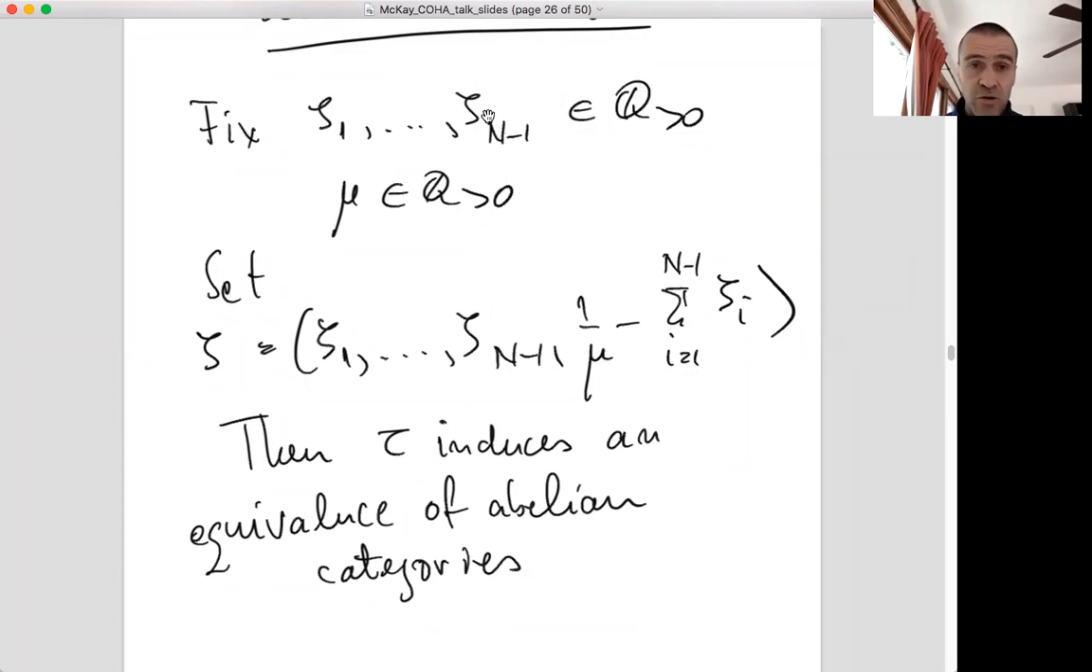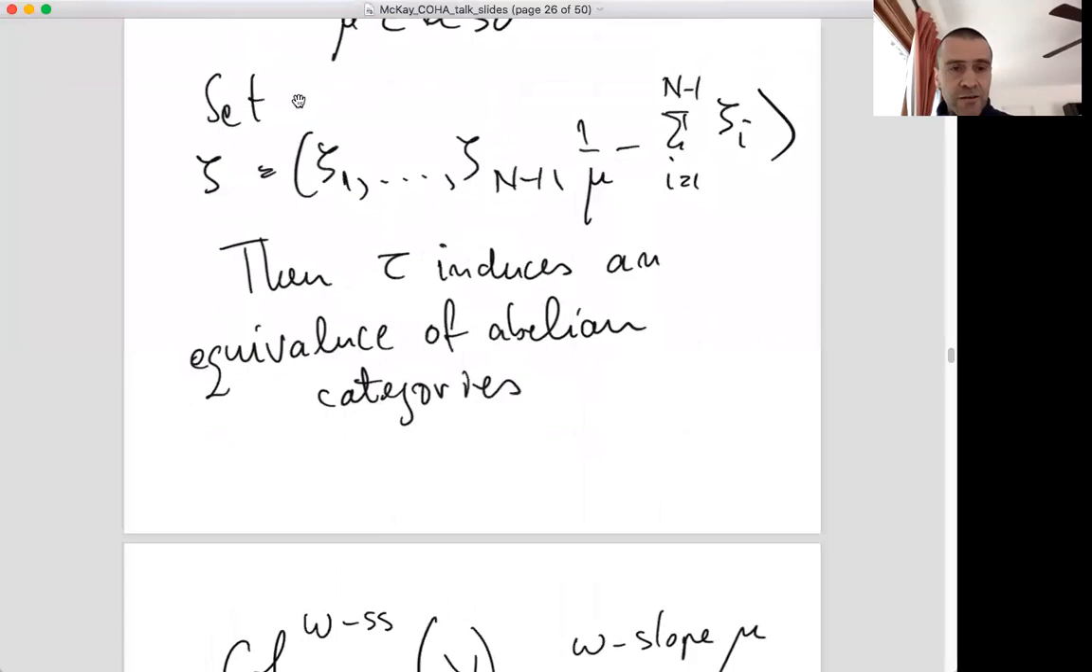I'm going to have a collection of n minus one positive rationals and another positive rational mu, which is going to be eventually the slope on the geometric side, and we define stability conditions zeta 1, zeta n minus 1, comma, 1 over mu minus this sum. So this is the type of stability condition I want to look at.